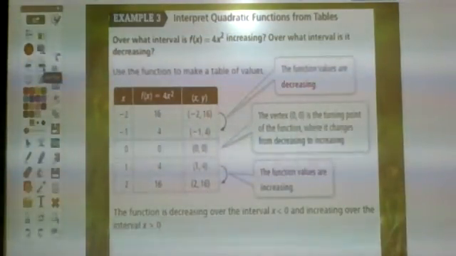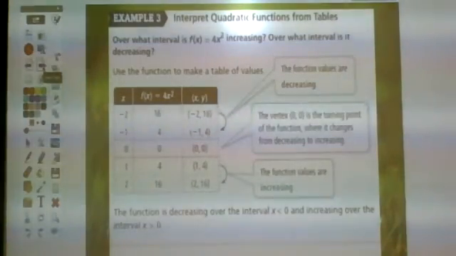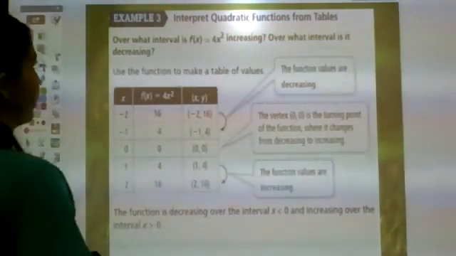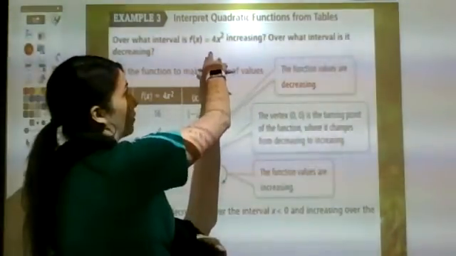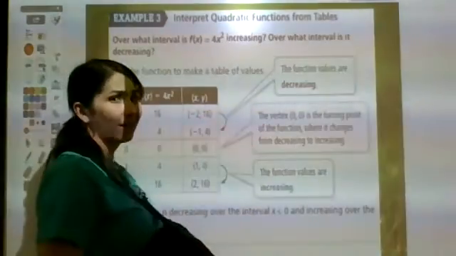All right, so now we're going to actually look at a quadratic in itself. Over what interval is f of x equals 4x squared increasing? It's pretty obvious, guys.